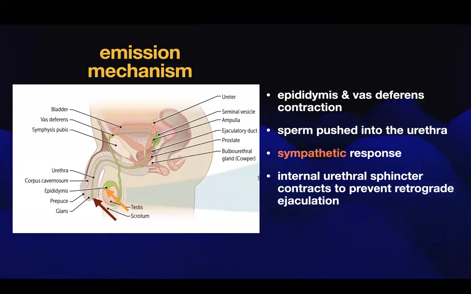And by the way, for the future, guys, whenever you hear the word retrograde, it just means the backwards flow of fluids, like semen in this case. We don't want semen to end up in the bladder. That's really not optimal. We want all the semen to go out. So during emission, you have contraction of the internal urethral sphincter, and you have contraction of the epididymis and the vas deferens to basically squeeze the sperm all the way up into the urethra.